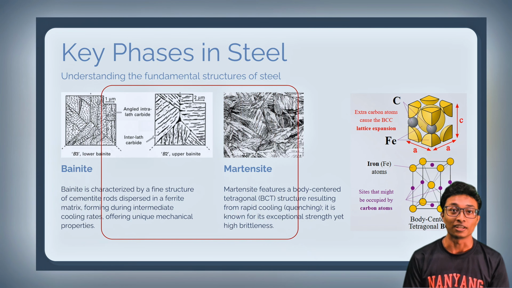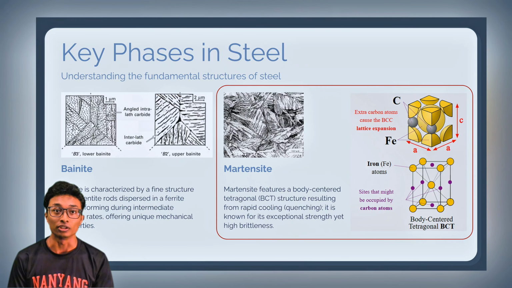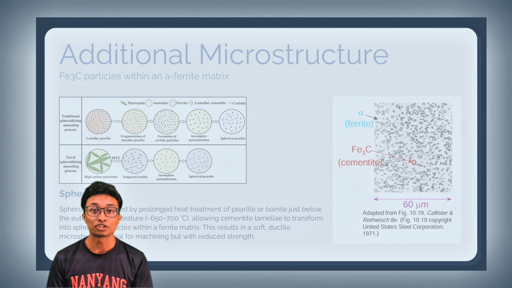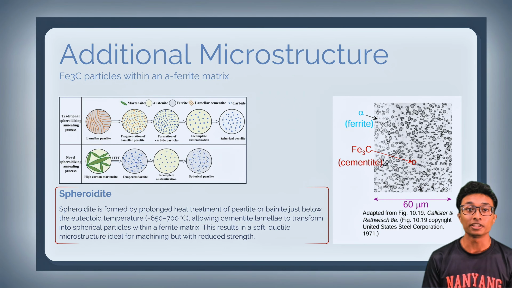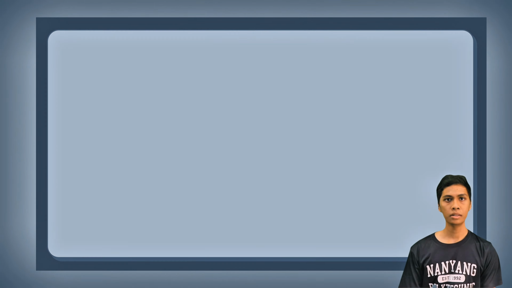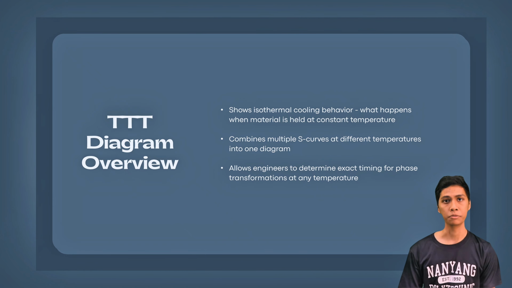Next, martensite. If we quench it instantly in water, the carbon gets trapped. It freezes into a body-centered tetragonal structure, which we call martensite. Finally, spheroidite is produced by heating steel that has already formed a pearlite, bainite, or martensite structure to a temperature just below the eutectoid temperature.